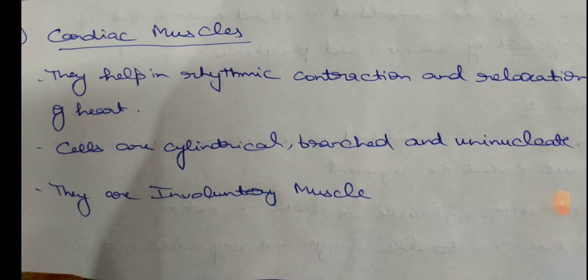So students, these were the muscular tissue. Okay, I hope it is clear to all of you. In the animal tissue, we have discussed now all the types of tissues, that are epithelial, connective, muscular and nervous tissues. Okay, these all are very important. You need to remember the functions of all the tissues.